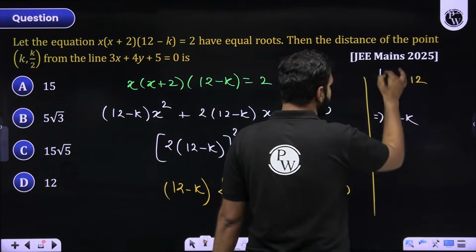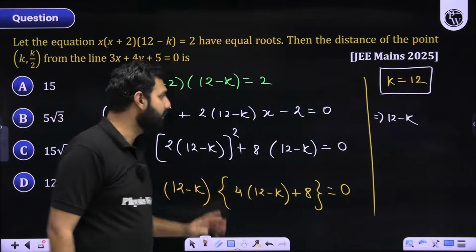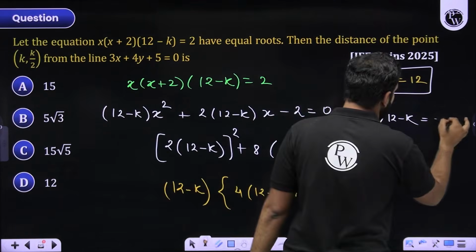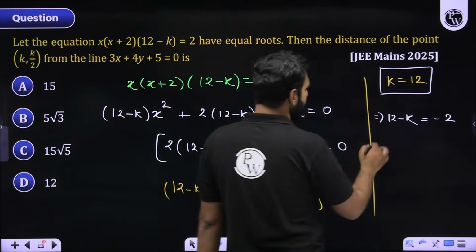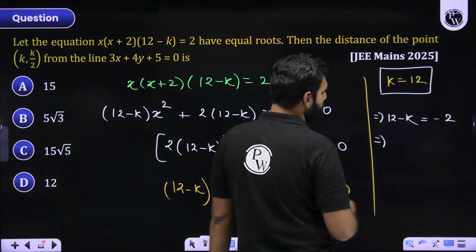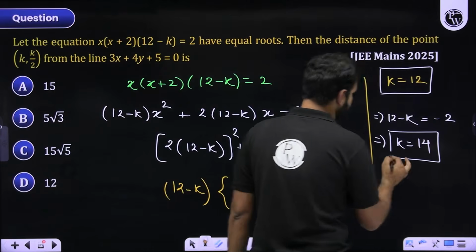This is one of the values of k, but then 12 minus k should be equal to minus 8 by 4, which is clearly nothing but minus 2. Did you get that? So when k goes to the other side, 12 plus 2 is 14. So the other value of k we receive is 14.